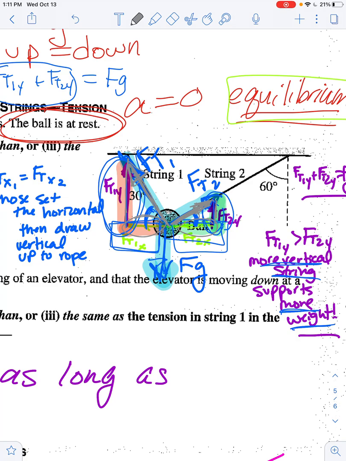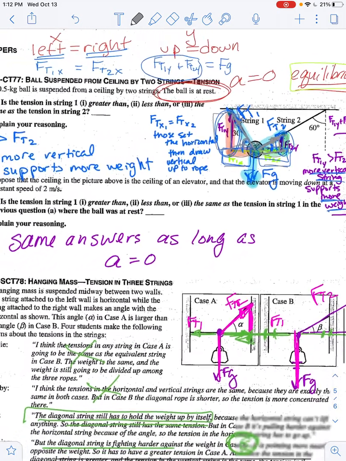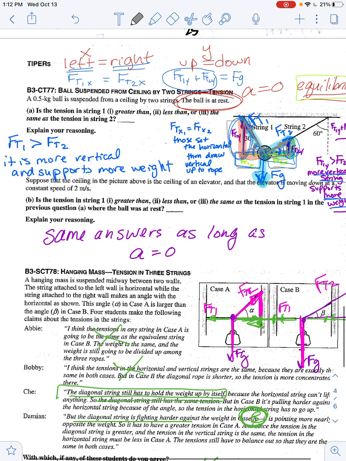So the x components had to balance, the y components had to add up to the force of gravity. But the more vertical the string is, the larger the force of tension y is. The more horizontal the string is, the smaller the force of tension y is, because these x components have to be the same size.